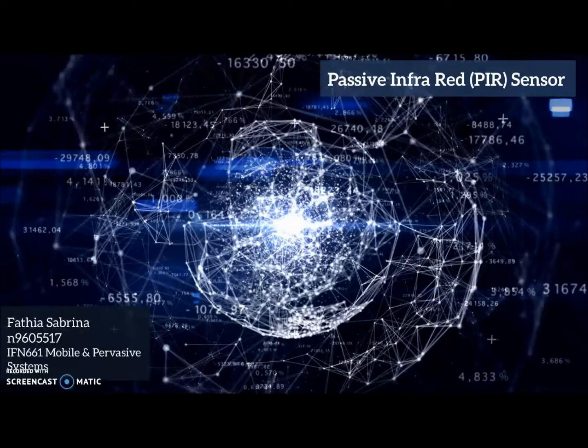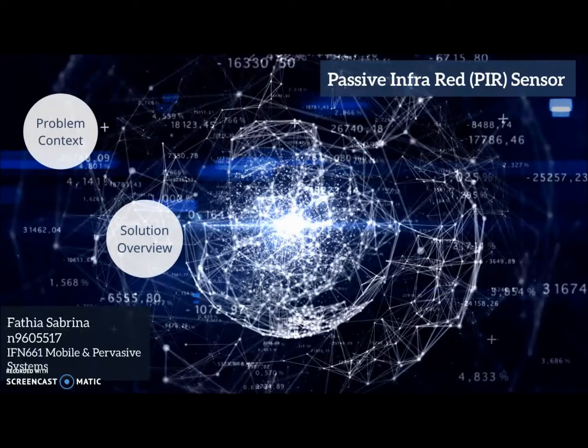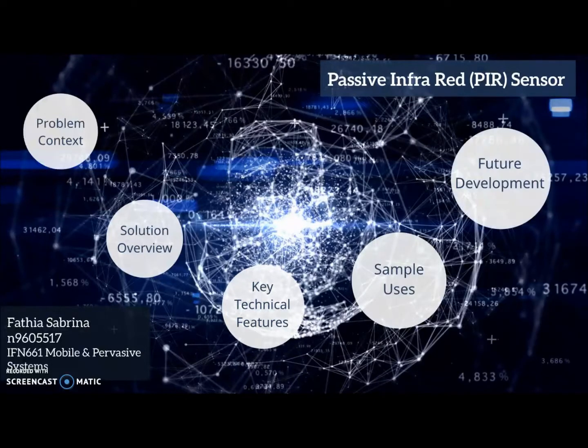I will explain a little bit about the passive infrared sensor, one of the motion sensors available on the market. We are going to discuss 5 main topics: the problem context, how PIR was proposed as the solution, the key technical features of PIR, how it is used, and lastly, the future development of it.